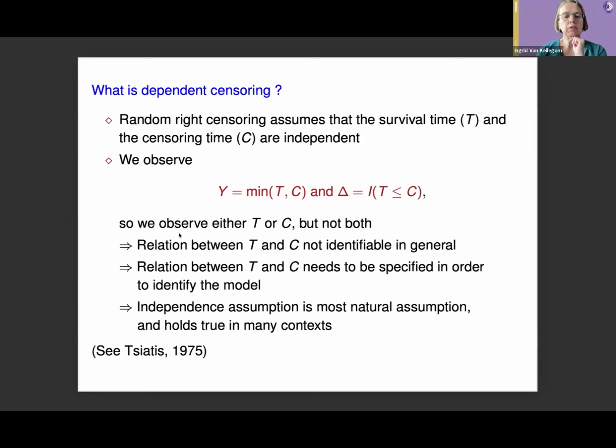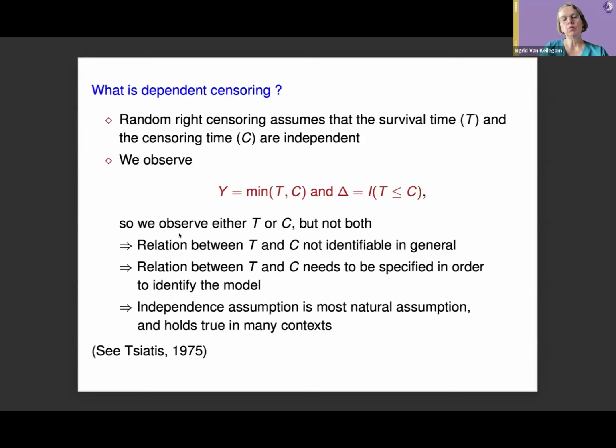And so what we would like to do is to estimate, let's say, the distribution of T or the survival function of T. But because of random right censoring, this is not so straightforward. So usually in the literature on survival analysis, people make the assumption that T and C are independent random variables. Why do they make this assumption?